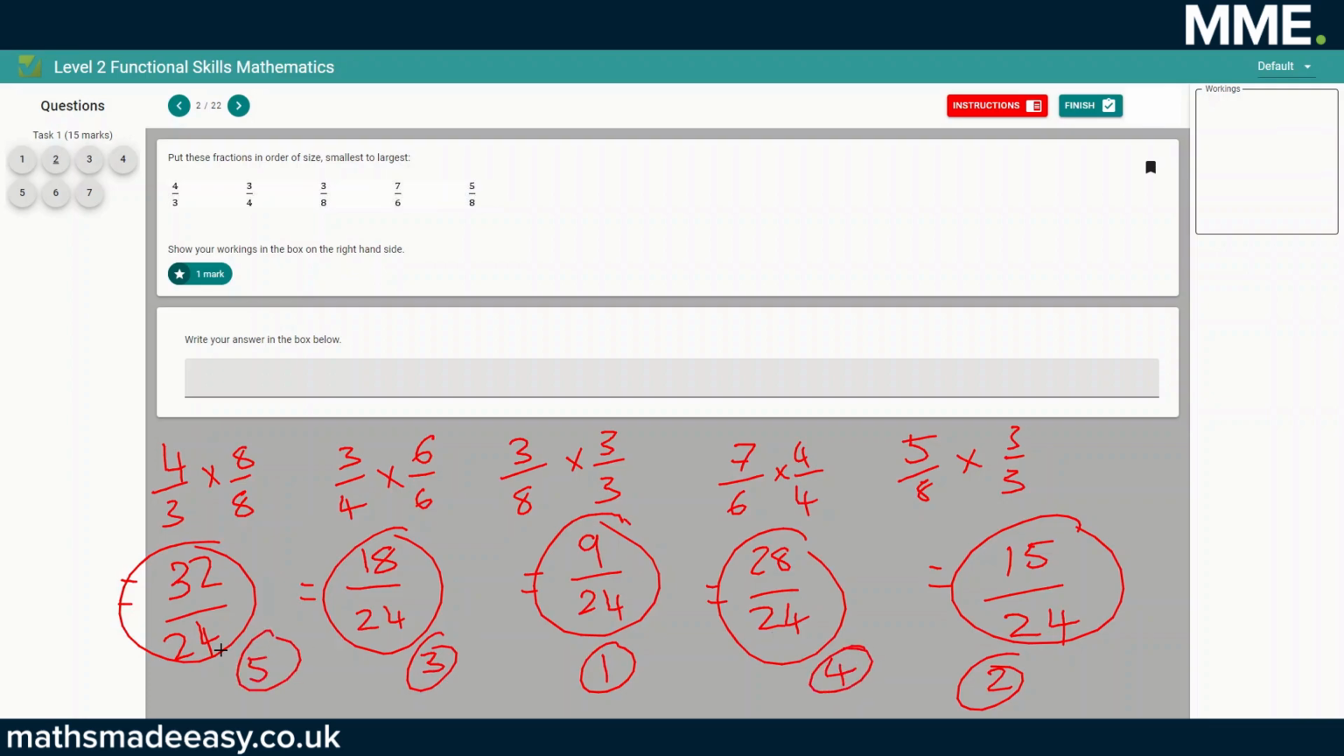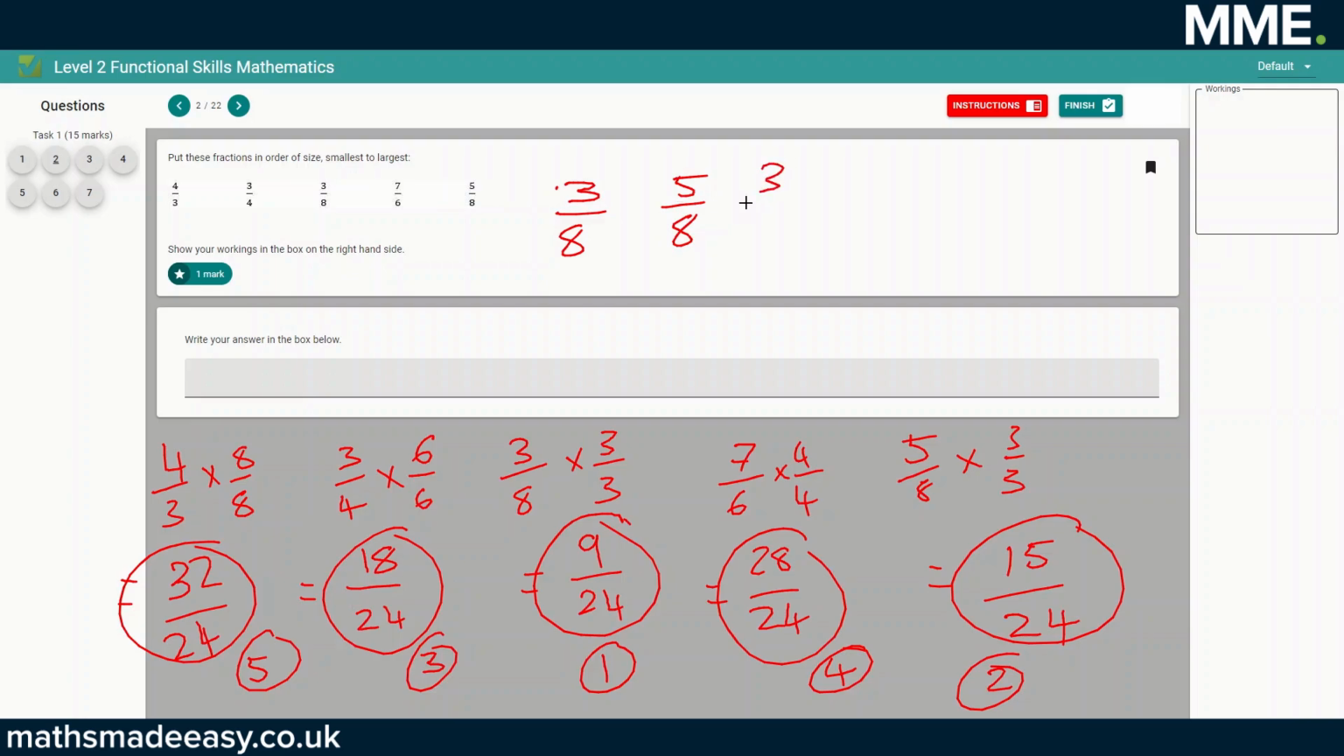So that's our order from smallest to largest, but in the question we have to remember to rewrite them in the form that they're given, so making sure that we are careful to write the corresponding value for each one. So 9 over 24 is this fraction here, 3 over 8, so that's the smallest one. So write 3 over 8.